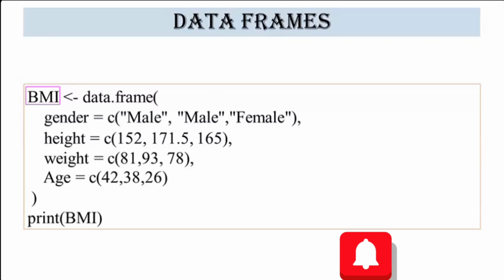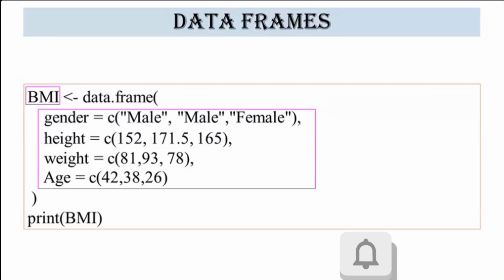Okay, so data.frame, bracket open, bracket close, and in between whatever the data or whatever the columns you want to create, that you may create. So here in this we have created 4 columns. One column is of gender. It is a column vector showing the gender male, male and female. If you want to add further more details, you can definitely add over it, no issues.